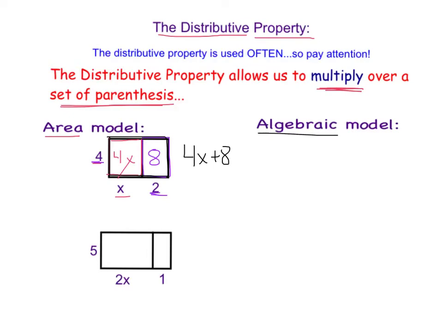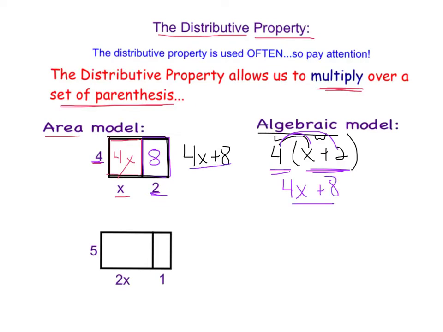The algebraic model just uses the terms themselves. So 4 times x plus 2. So this is the length and this is the width. And we can multiply over the parentheses. This is a sum being multiplied by the same number, so we can multiply first. 4 times x is 4x. 4 times 2 is 8. We get the same expression, just in a different way.